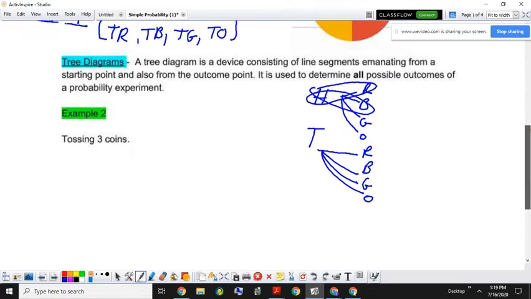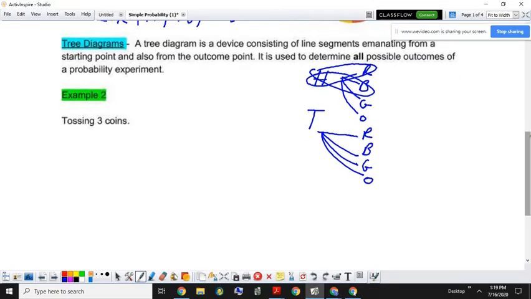All right, so we're going to toss 3 coins. We're going to toss one, then the other, then another. Or you can toss all 3 at the same time. It's really the same thing. If somebody says you're going to toss 3 coins, you can toss them all at the same time, or you can toss one and then another and then another. The number of outcomes are the same.